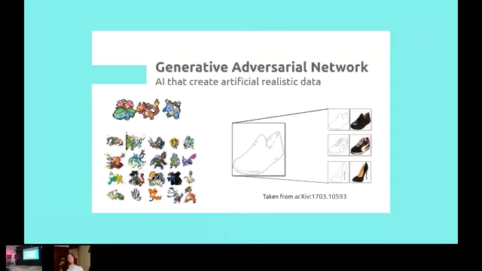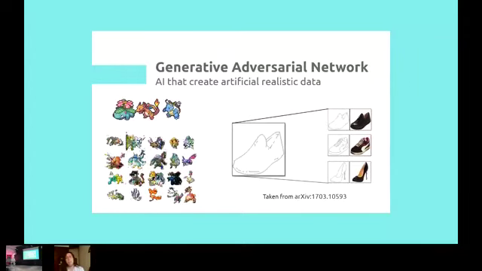So how is it possible that an artificial intelligence is able to make these things? I think that in order to understand it better, we should take the name and decompose it into its different components. So generative, why is it generative? Because the objective is to generate artificial realistic data. Why network? Network because it is based on neural network algorithms.